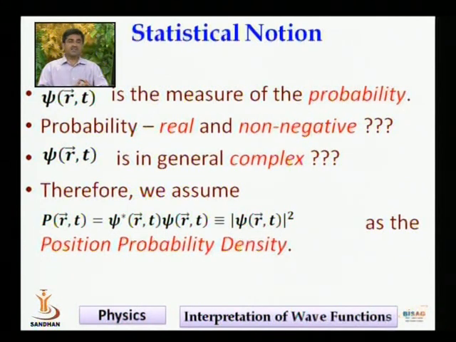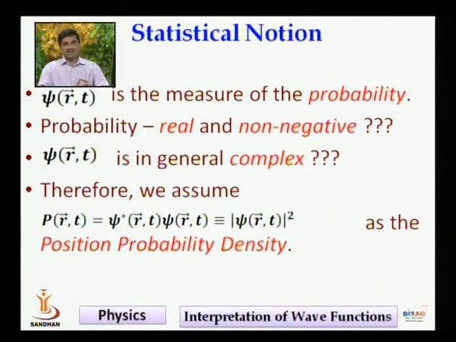The way out of this difficulty is that psi may not be the real quantity, but its absolute square, its conjugate multiplied by its own, will give the real quantity. And therefore now we assume that the probability P at a position r, at a time t, can be used to define the position probability density.